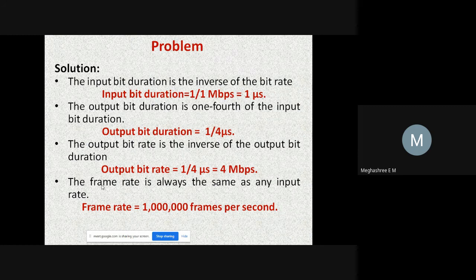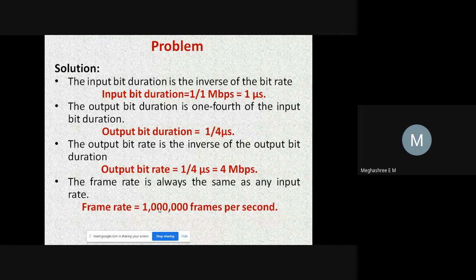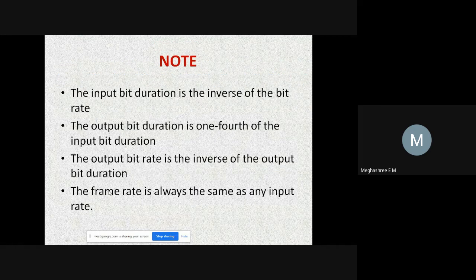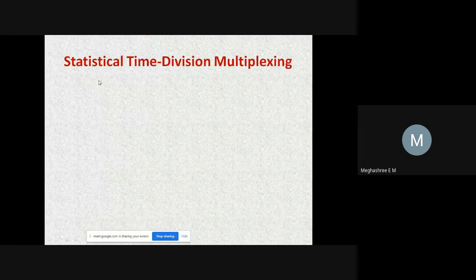And the last one: what is the frame rate? Frame rate is the same as the input rate. The input rate here is given as 1 Mbps, which is represented in the form of frames per second. That is, 1 Mbps is nothing but 10 lakh frames per second. So this is the solution for this problem. You have to remember these points, then you can solve the problem. It's an easy one.